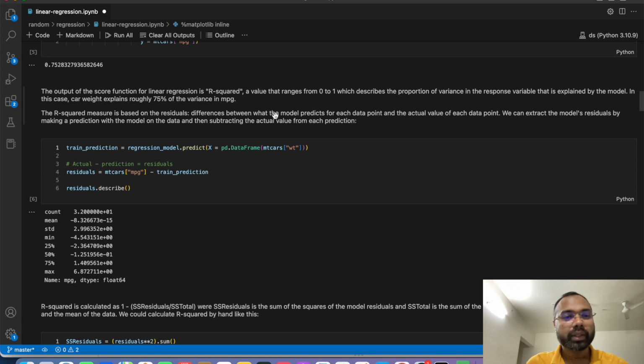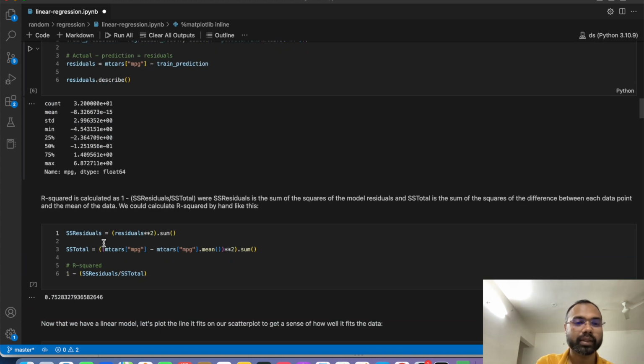The R squared measure is based on the residuals, the difference between the model's prediction for each data point and the actual value for each data point. We can extract the model's residuals by making a prediction with the model on the data and then subtracting the actual value from each prediction. So we are trying to do actual minus prediction, meaning the residuals, like I said, and this is used to calculate the R squared value or root mean square error. This gives us some idea of the accuracy of the model.